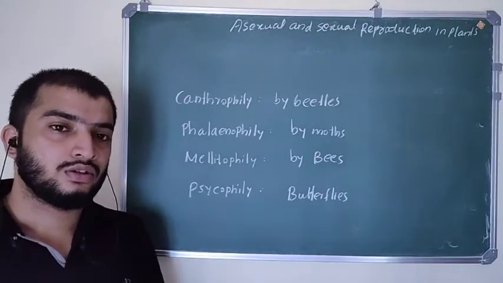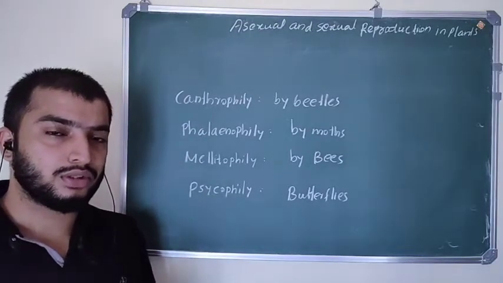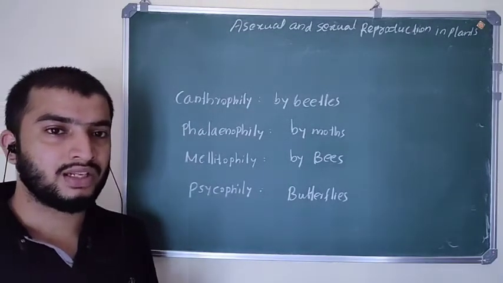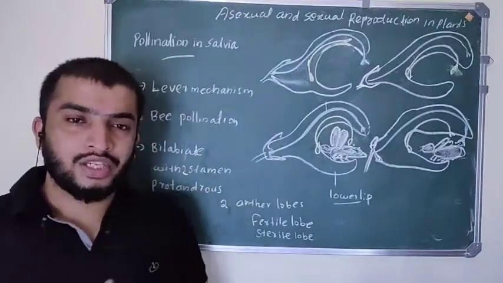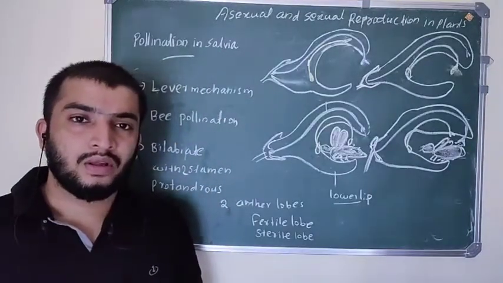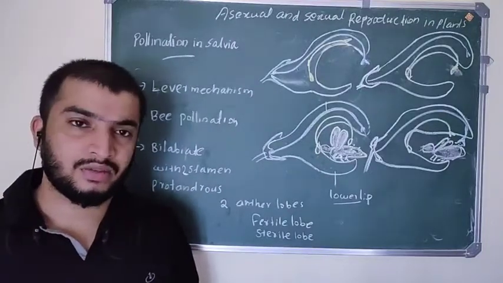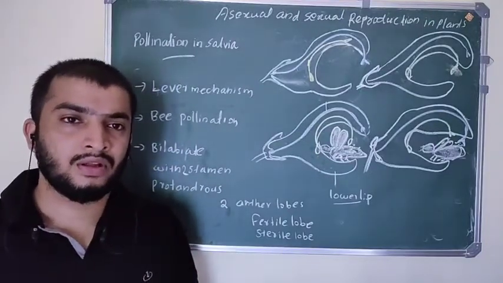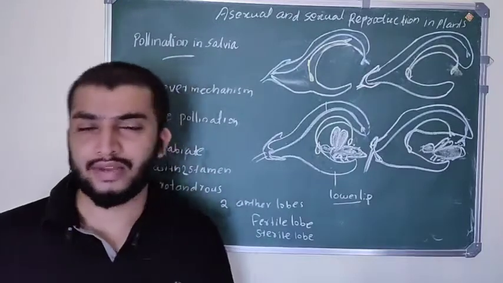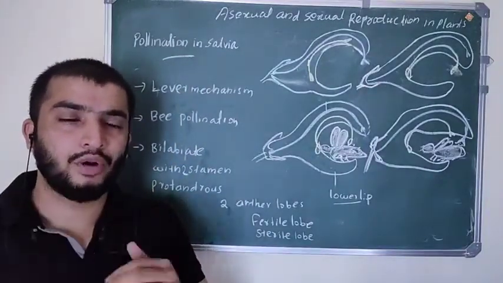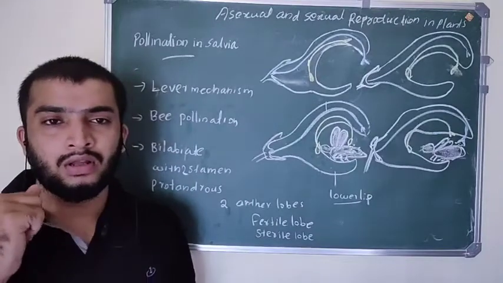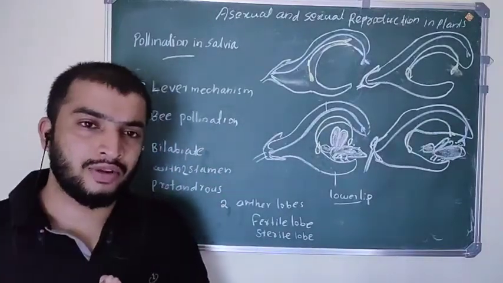Okay, so next we are going to study the pollination mechanism in a flower, salvia. Pollination in the salvia flower is known as lever mechanism. So what does it mean? First of all, you should know about the salvia flower. The salvia flower is adapted for bee pollination. So what are the important features of the salvia flower?